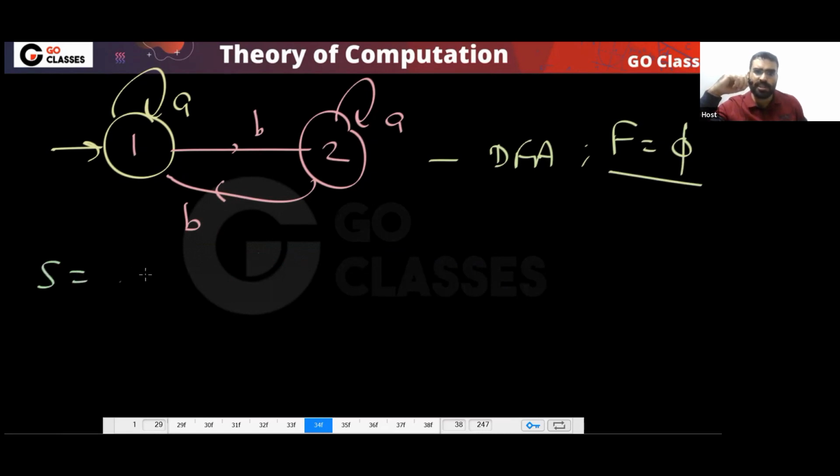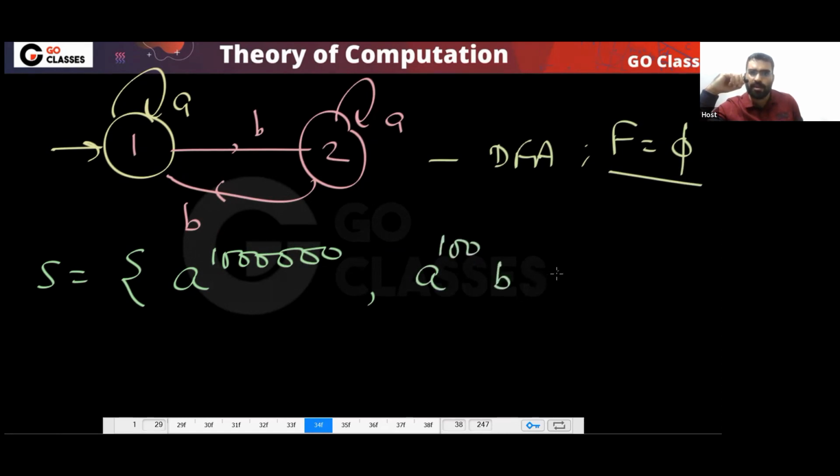If I give you a set of 2 strings, for example, one is this string, and let me give you another string, that is A power 100, B, then B, A power 10, maybe something 52, and then you have B, B. Now you tell me, there are 2 strings. So what can you say? You can say that they are going to different states. Yes or no?